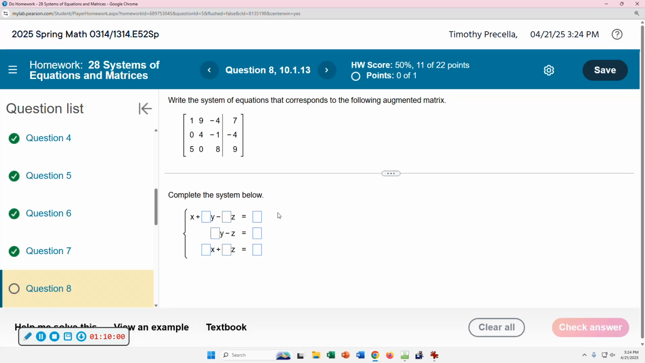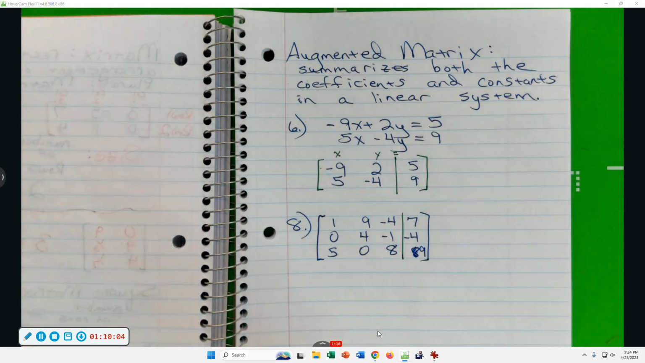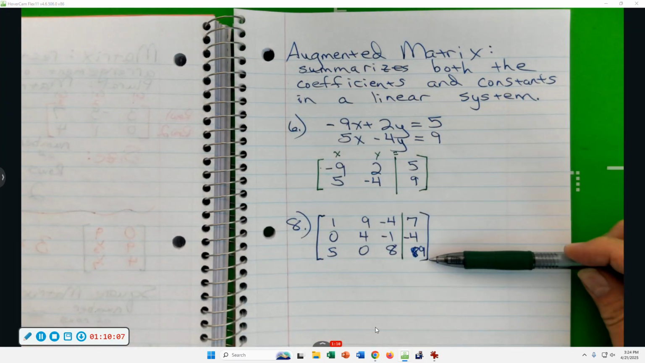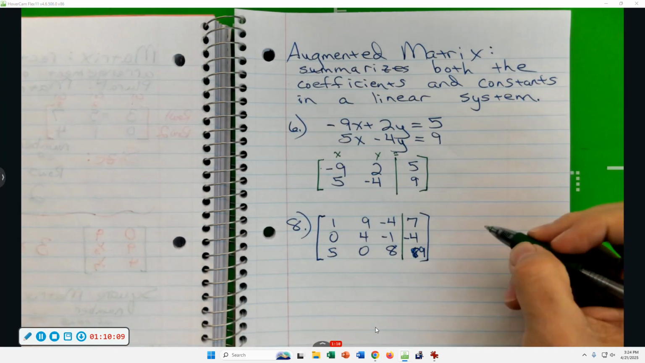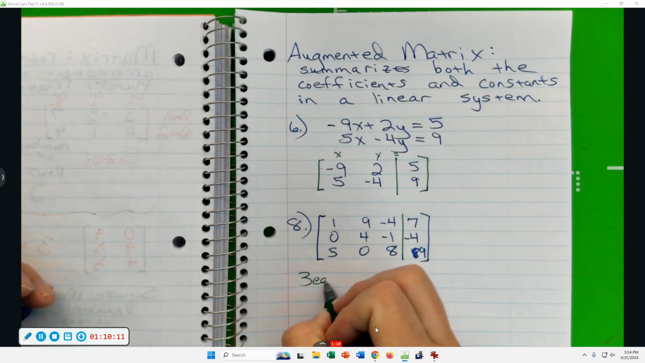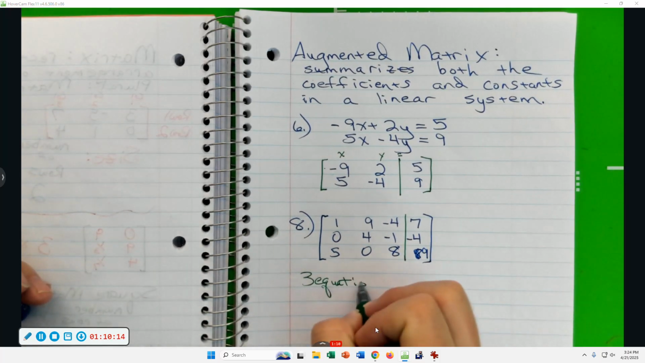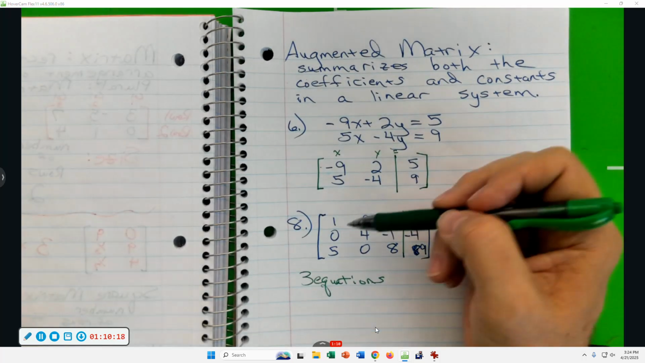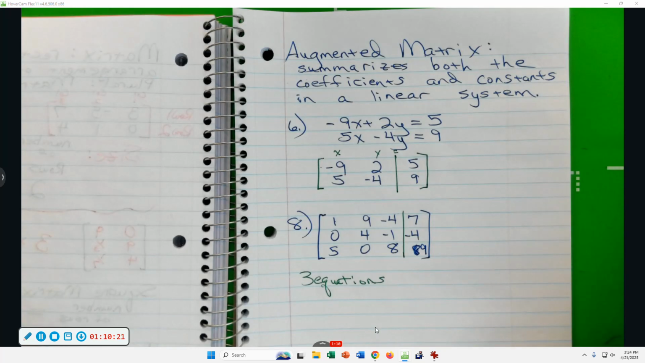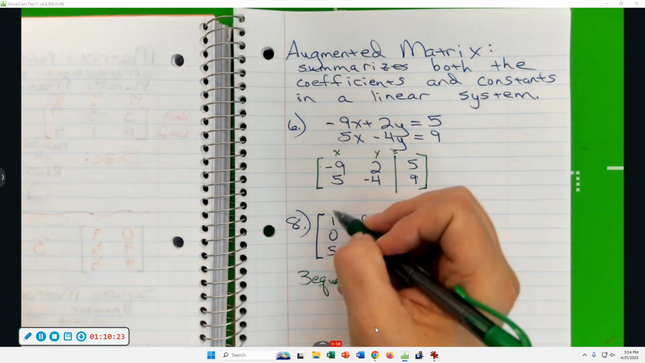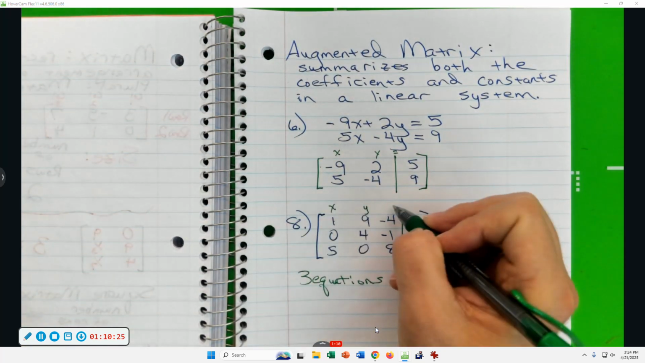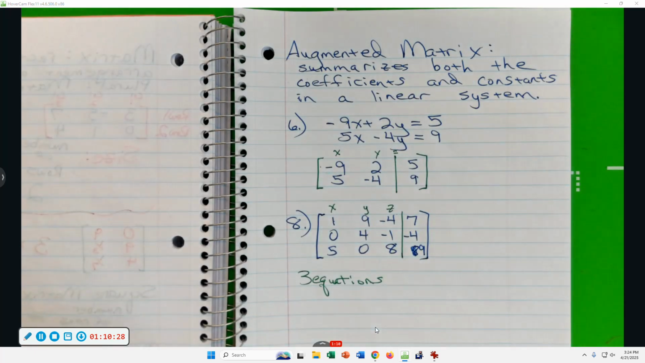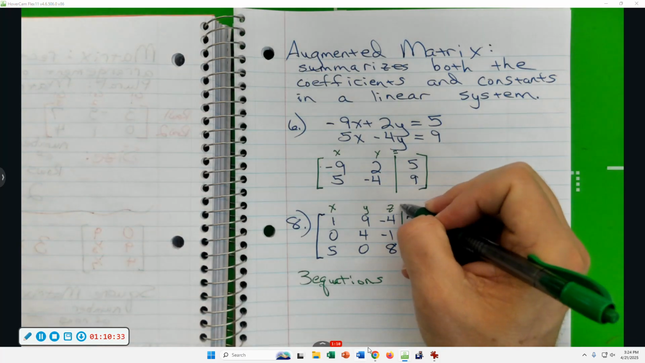And switch over to my paper. There are 3 rows. That means we need 3 equations. Look to the left of that vertical bar. There are 3 columns. That means we need 3 variables. I'll use X, Y, and Z because I think that's what they're using in the answers. And I'll put a little equal sign right there above that vertical bar.